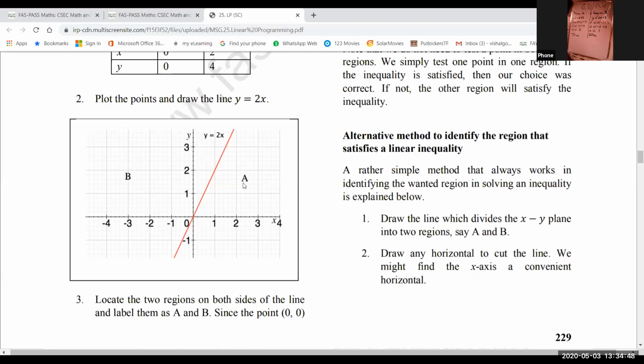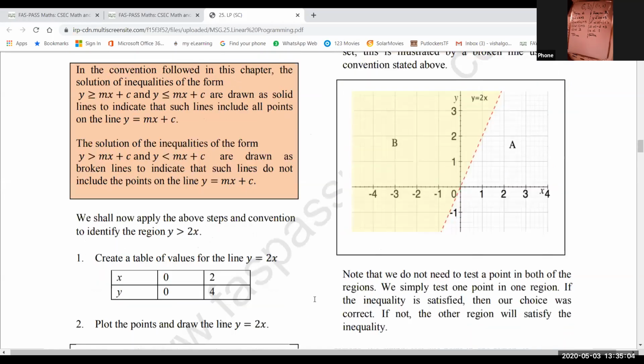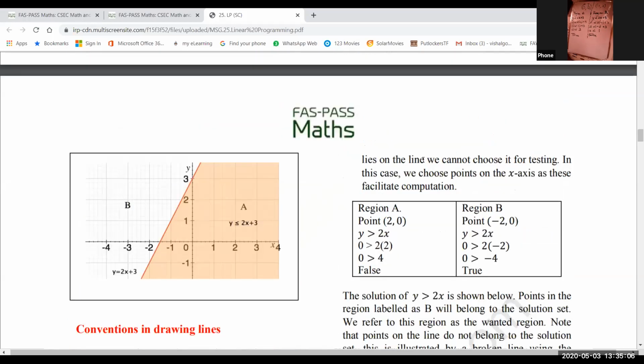So we call this side A and we call this side B. Always try to call the right side A. The third step is to locate two regions on both sides of the line and label them as A and B. And since the point 0, 0 lies on the line, we cannot choose it for testing.